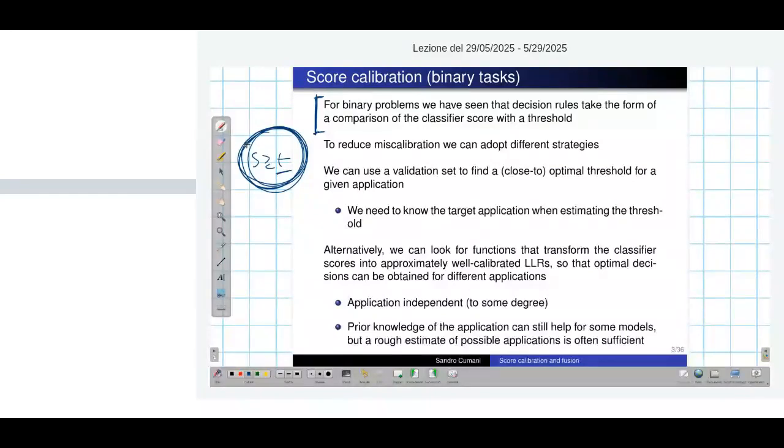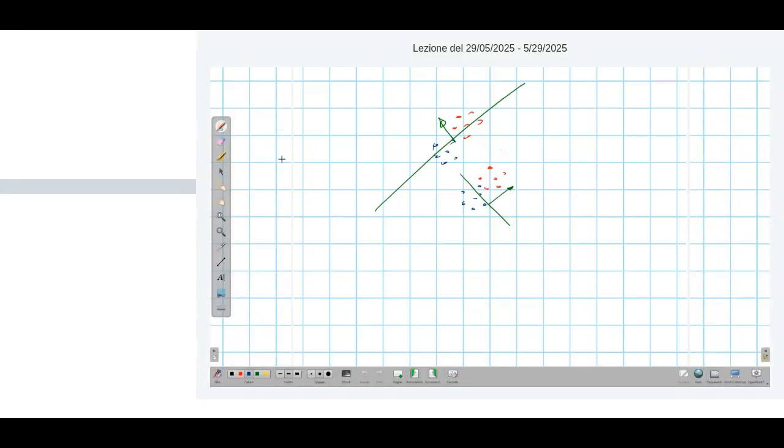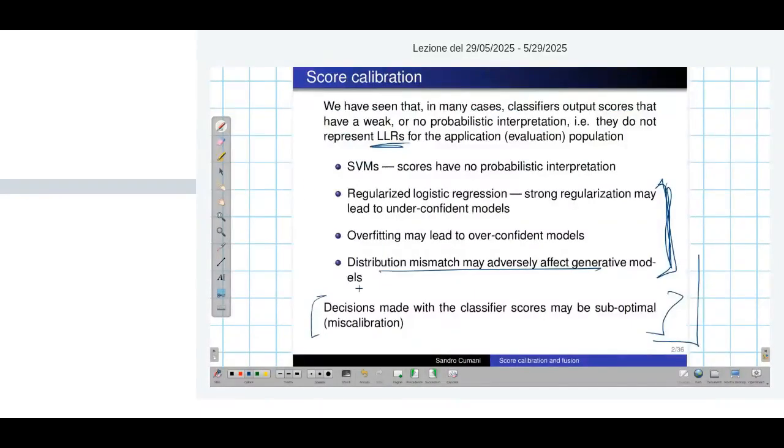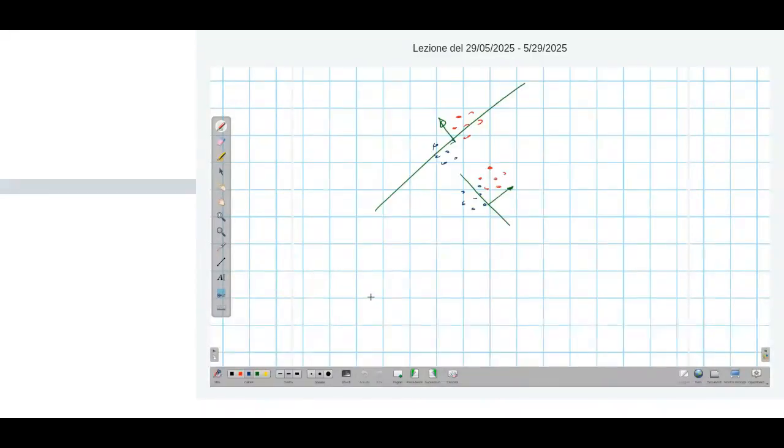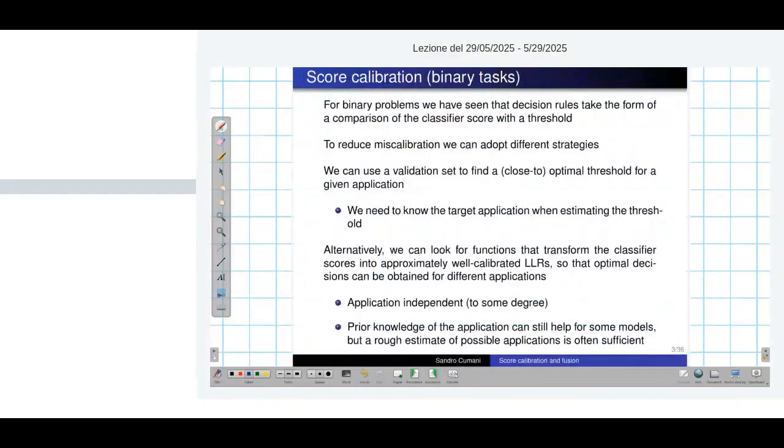The performance of a model depends on the set that I'm classifying as well. So we can't say that a model provides miscalibrated scores in absolute. It will provide miscalibrated scores for a specific classification task. If I change the classification task, then maybe the distribution mismatch changes, so also the miscalibration level changes, and so on. So it's always referred to a task.